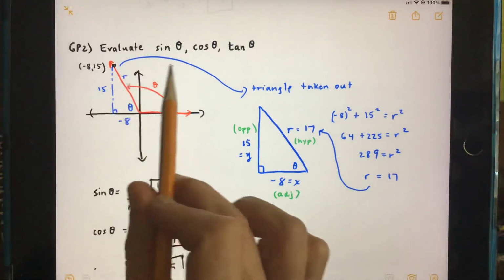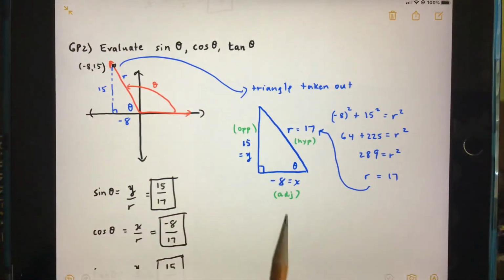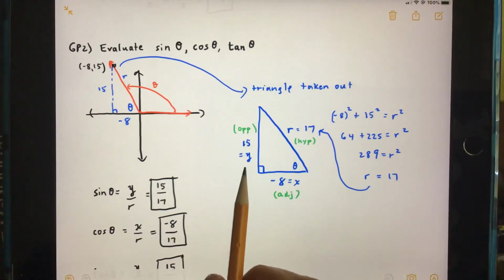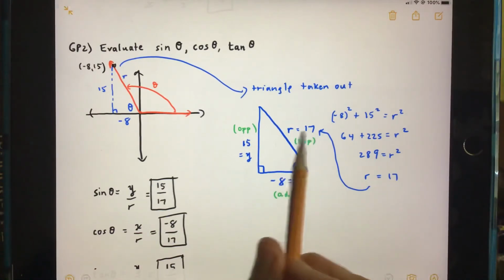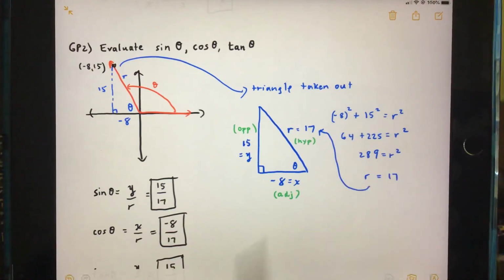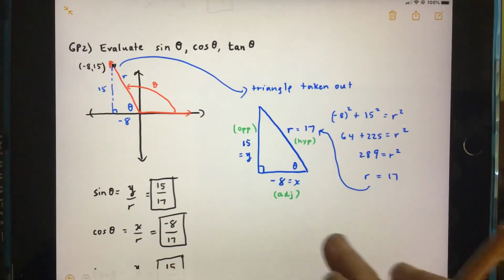And so if we take this triangle out again just to make it easier to look at, negative 8 is our x, which is our adjacent side to this angle theta, and 15 is our opposite side, which is y, and our hypotenuse we work out as 17 by using the Pythagorean theorem. Negative 8 squared plus 15 squared is r squared. This is a perfect square situation. The square root of 289 is 17. So no radicals for this particular problem.